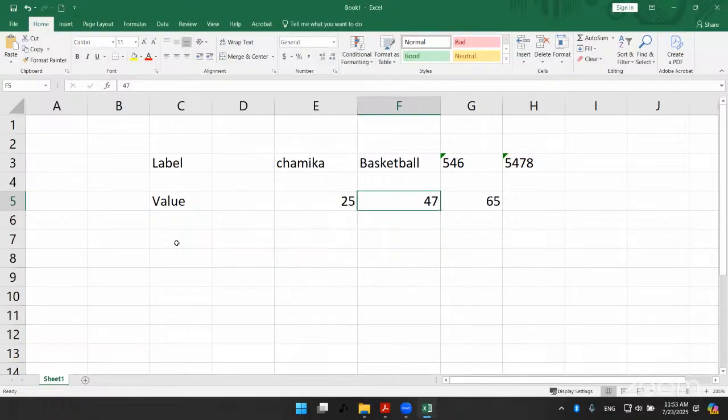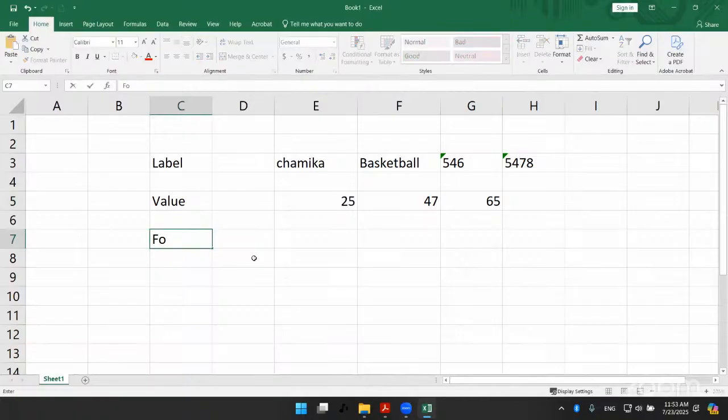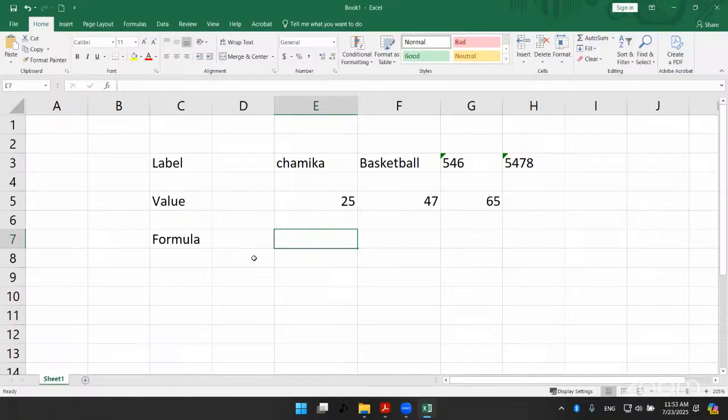So the next one is formula. Formula means an expression. We can write an expression and get the answer. We can just write 25 plus 32. When we write like this, it should give you the answer. This is a normal expression, like an equation. When we write this equation, it should give the answer.